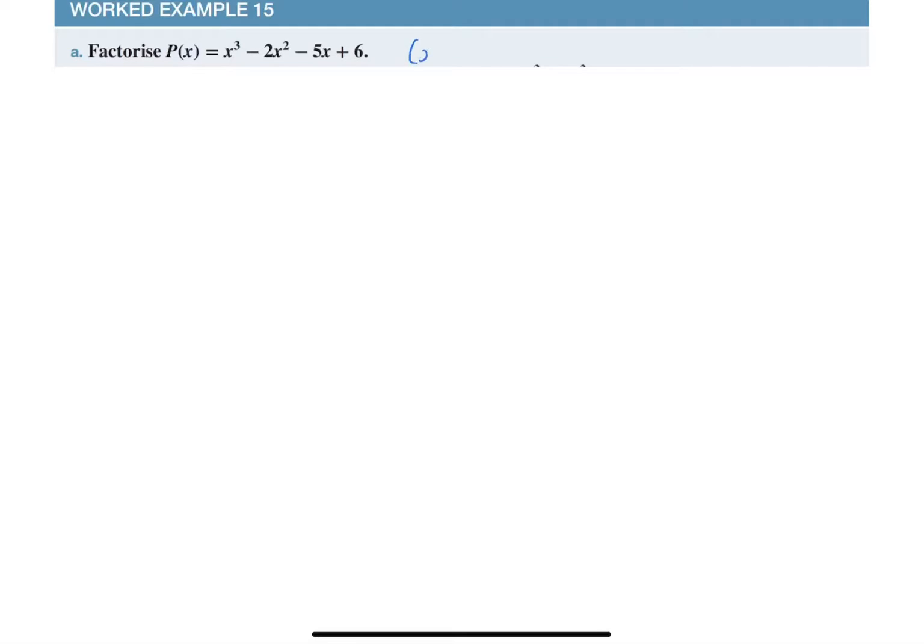Because what we're going to have is x plus or minus something, let's call it a, multiplied by x squared plus something x plus some constant value. And we can see that a times my constant value must give me 6. So if I look at 6, 6 can be 1 times 6, or it can be 2 times 3. So the factors that I'm going to check by guess and check are plus minus 1, plus minus 2, plus minus 6, plus minus 3.